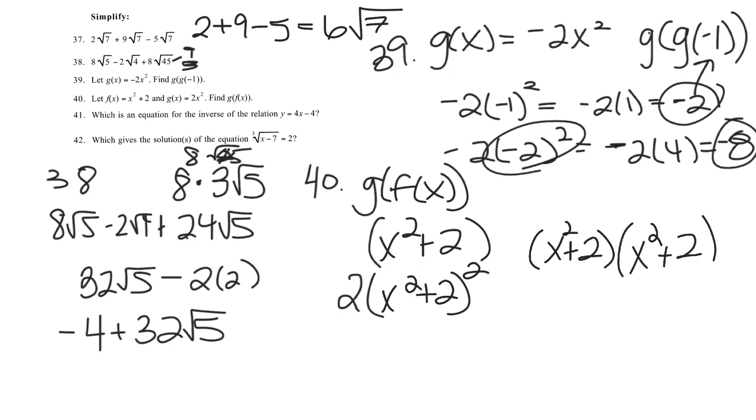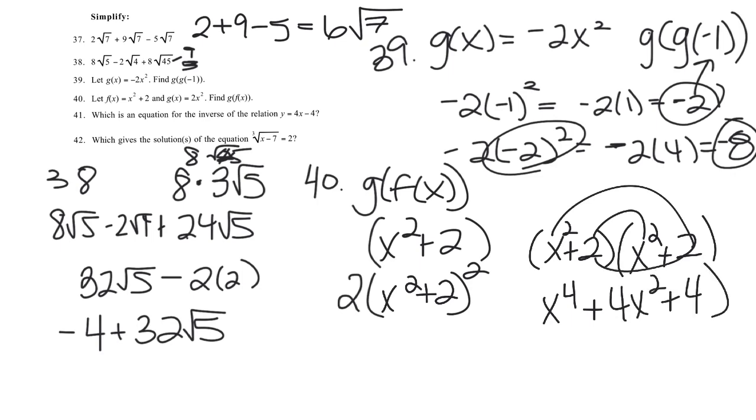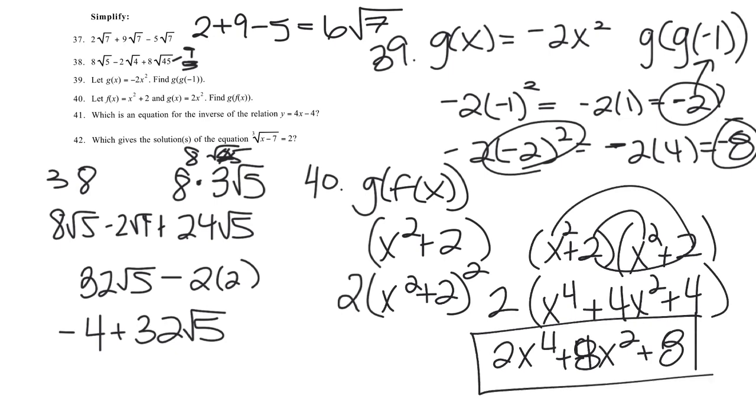This is multiplying two binomials, so you need to FOIL or use the vertical multiplication. We get x to the 4th plus 2x squared plus 2x squared is 4x squared plus 4. All that gets times by 2. 2x to the 4th plus, sorry, plus 8x squared plus 8. And that's number 40.